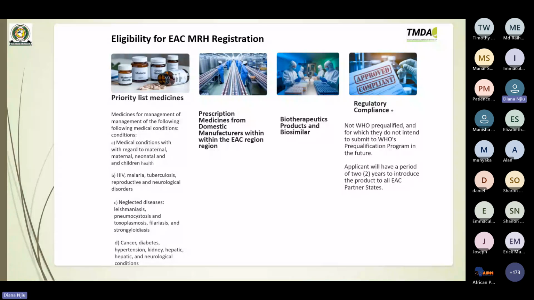So what will not fit, or is not recommended, are products that have been WHO pre-qualified or are intended to be submitted for WHO pre-qualification. Why do we say that? Because we know that we need to maintain our resources. If the product has already been approved by WHO, according to our standards and regulatory policies within the individual partner states, it means that if it is already WHO pre-qualified, it will be fast-tracked within the country. So there is no need to bring it to the EAC pathway.